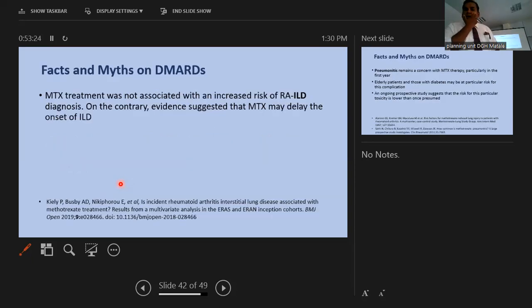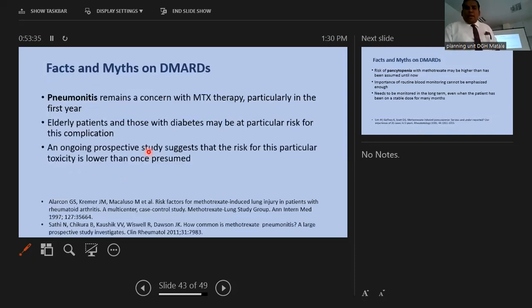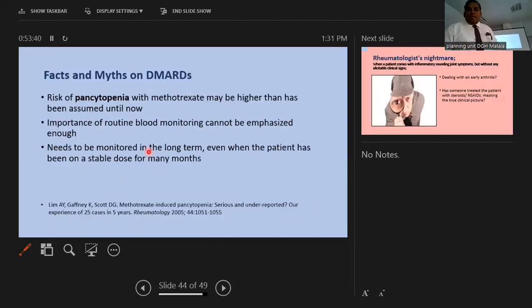And just to talk about methotrexate-induced ILD. What you mainly find with methotrexate is not ILD but pneumonitis, seen in the early phase of commencement of methotrexate. And pancytopenias are common with methotrexate, so regular blood monitoring is needed.